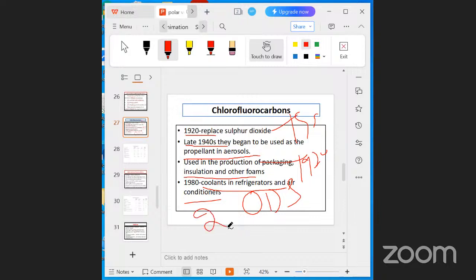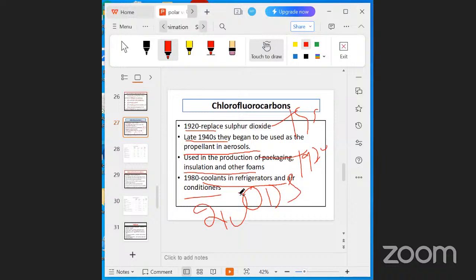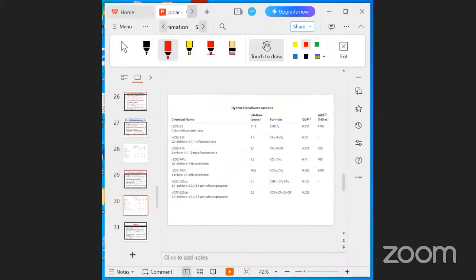Starting in 2010, developing countries needed to completely phase out chlorofluorocarbons. And now, how long do they stay in the atmosphere? That means lifetime. This is the lifetime period table: HCFC 22, HCFC 123, HCFC 124, HCFC 141B, 142B, 225CA, and 225CB. These are some of the lifetime periods of chlorofluorocarbons and hydrochlorofluorocarbons.